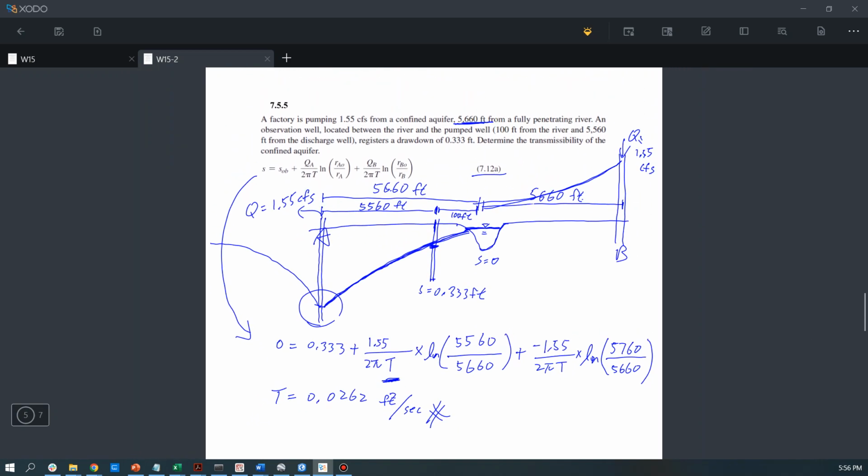Okay, so in this problem, we need to understand the concept of imaged well. And if you want to know more about this concept, please go to the textbook and find the location at this equation, which is equation 7.12a, and we'll see how to set up this system. And here I just basically demonstrate how do you set out the system for this specific problem.